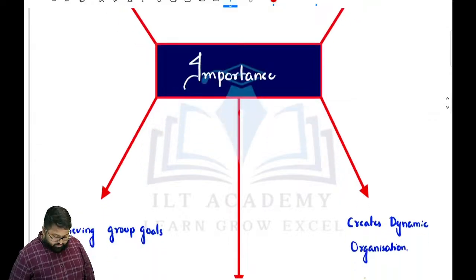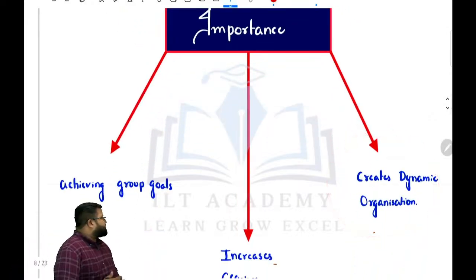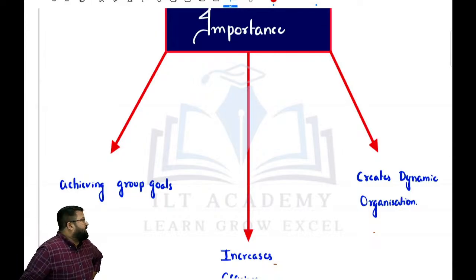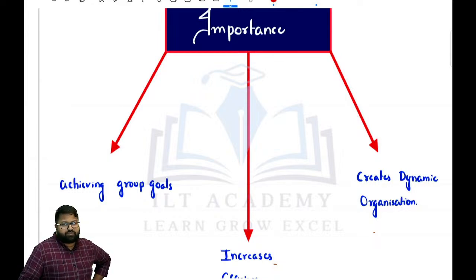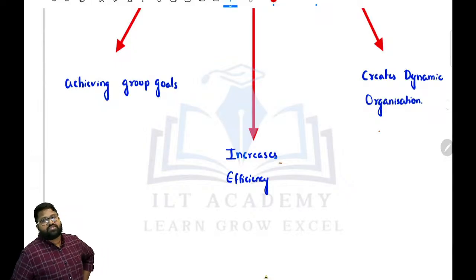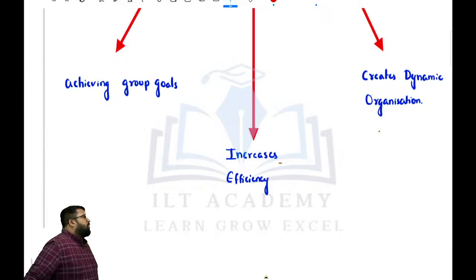Okay, and third one, creates a dynamic organization. What type of organization? Dynamic organization. The next one, main motive is to increase the efficiency. Organization-wide, they want to increase the efficiency. Less raw material or some raw material and get more produce mainly.